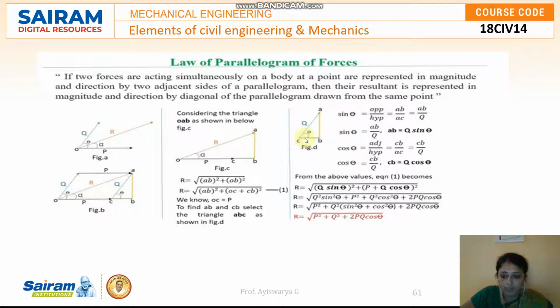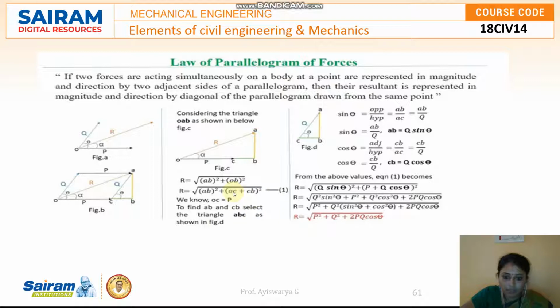Next is cos theta. Also you do the same. The formula for cos theta is adjacent side by hypotenuse. The adjacent side is CB and the hypotenuse is Q, so cos theta becomes CB by Q, where CB is equal to Q cos theta. Now substitute this in equation 1. So we know that R square is AB square plus OC plus CB the whole square.